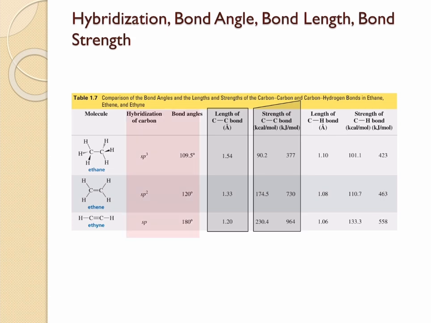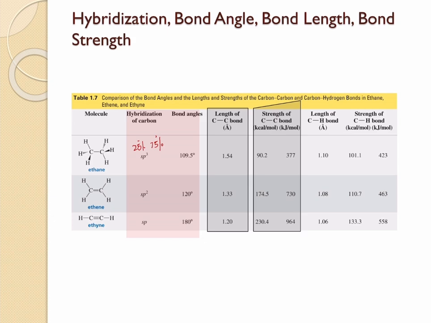One more thing that we can derive from this chart is that with the increase in the s character of the orbital, there is going to be an increase in the bond angle. Let's take the first case. We have an sp3 hybridization here for the ethane molecule, where we could see that there is 25% s and 75% p. So with that, our bond angle is 109.5 degrees.